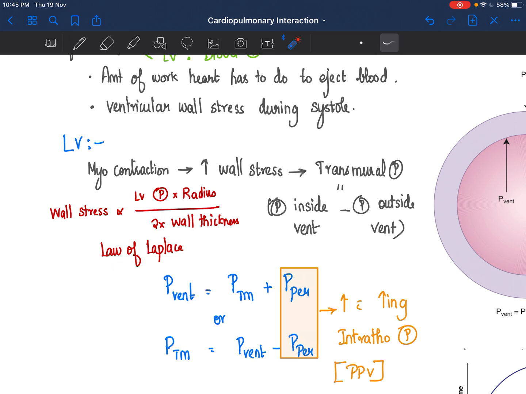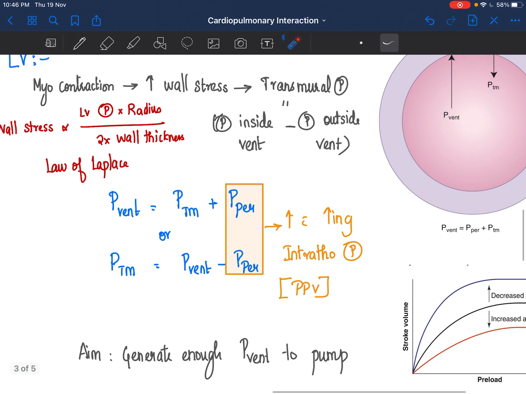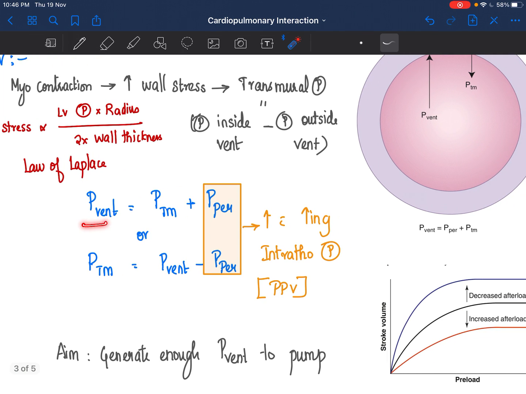This is just out of interest, where the wall stress is your left ventricular pressure times radius divided by 2 times the wall thickness. And as we discussed in this small diagram, you can see that the pressure in the ventricle should be equal to your transmural pressure and your pericardial pressure. This pericardial pressure increases if you increase intrathoracic pressure.